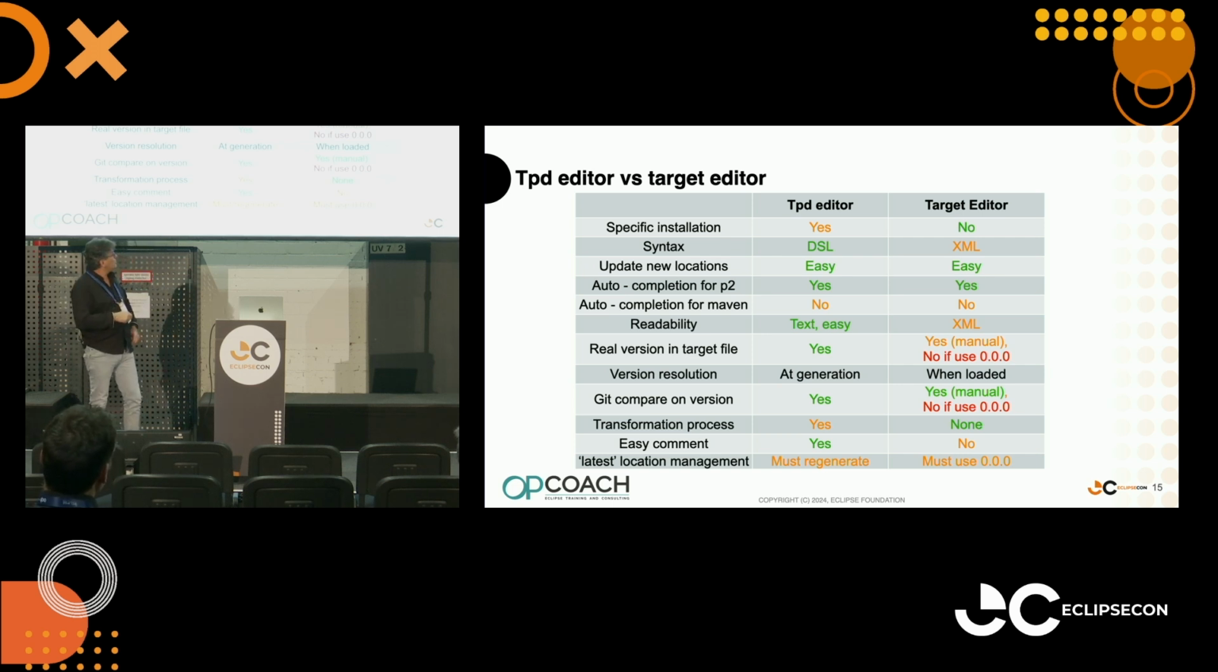And there is also a new interesting feature in this editor. You also have auto-completion for all the versions. Not for Maven. For Maven, there is no auto-completion for the versions. The tooling, even in the TPD editor, it's not possible to get the versions directly with auto-completion. You have to go directly in the Maven repository to do that.